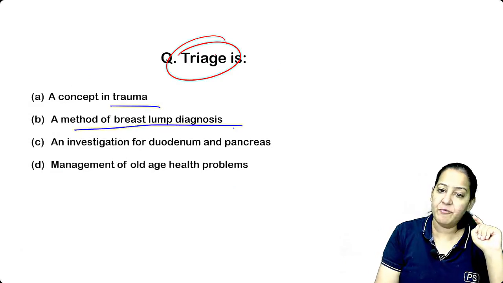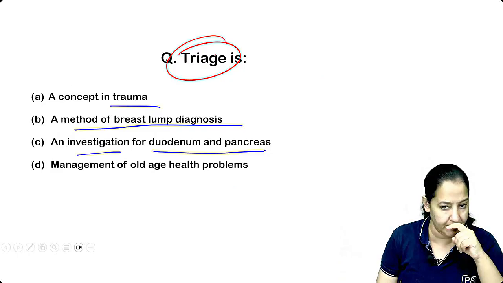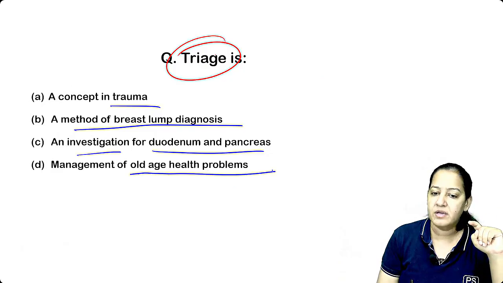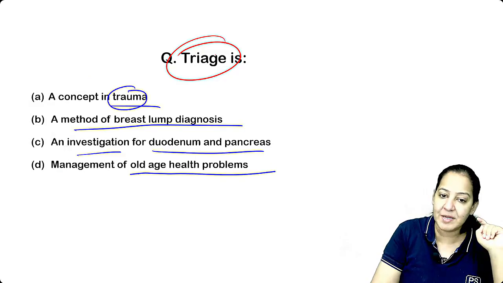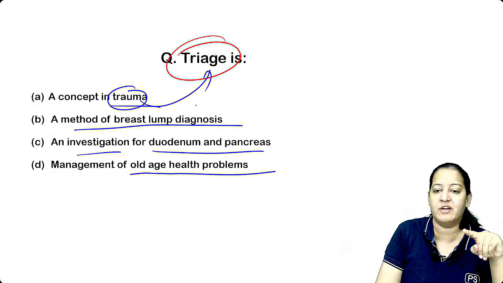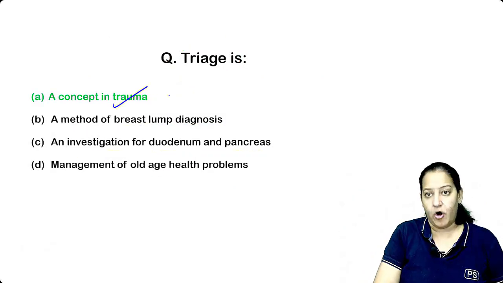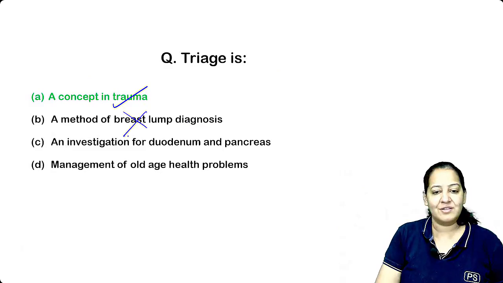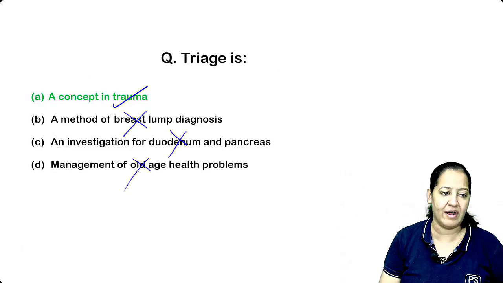It's a concept in the trauma. It is a method of breast lump diagnosis. It is an investigation for the duodenum and pancreas, or it is a management of old age health problem. So I guess you all know it's a concept in trauma. During trauma condition, we do the triage when multiple people have the trauma. So correct answer is the concept in trauma during disaster. So correct answer here is A. It has nothing to do with the breast, duodenum, or old age. So correct answer is A, and you all are right.